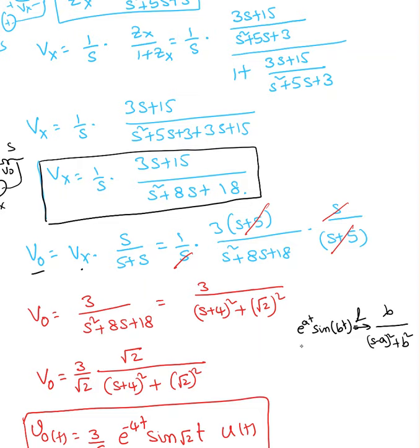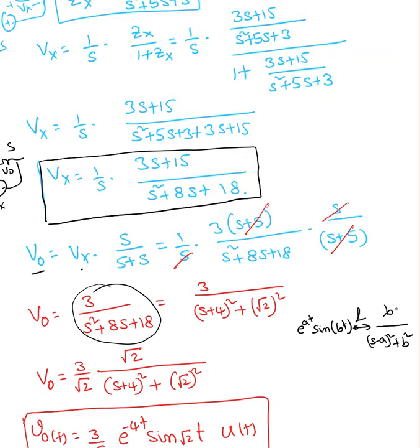Why did I pick this? Because the given s domain function is close to this. So I can write this as (s plus 4) whole square, so s square plus 8s plus 16. Still I have 2 left. So the 2, I'm going to write down as square root of 2 whole square. So I have (s minus a) square plus b square.